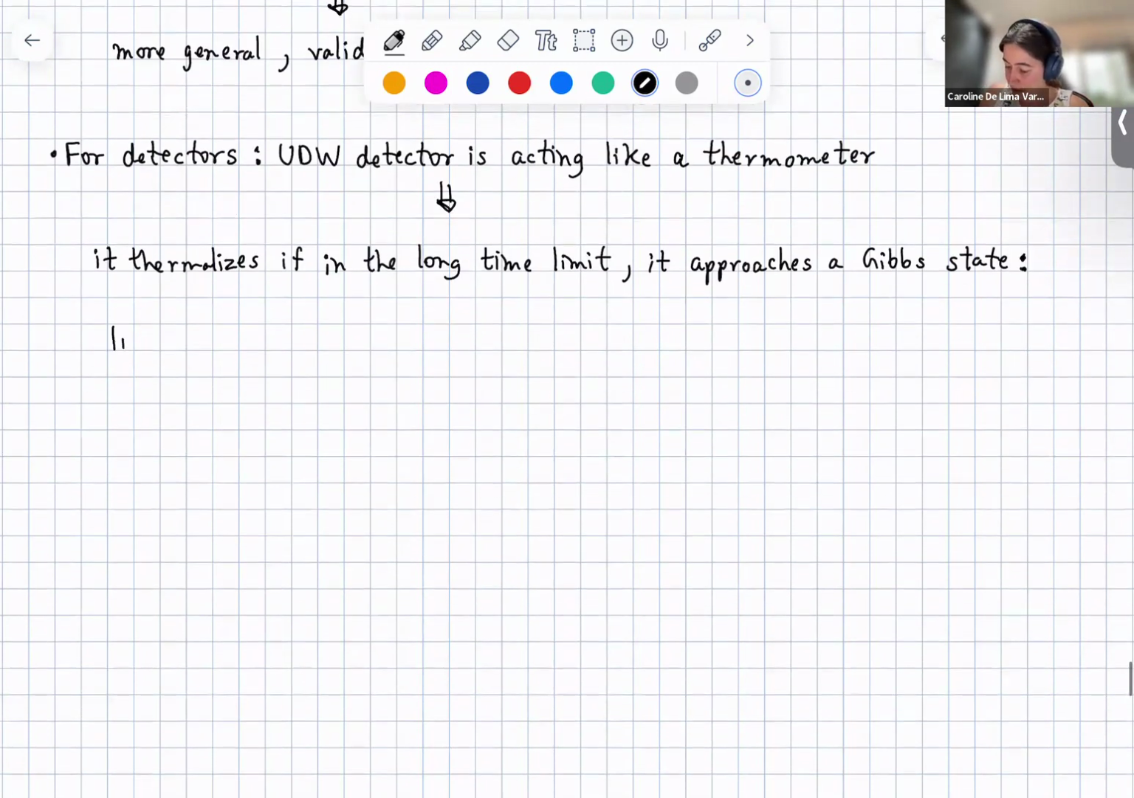So I'm going to write that this is the limit of time going to infinity of the final state of the detector after interacting with the field. It should approach this Gibbs state, e to the minus beta H_D, divided by the trace of e to the minus beta H_D. All right. Now, this is what the intuition would be, right?